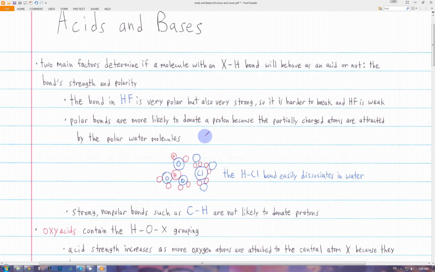So if we have nonpolar bonds, such as the CH bonds in acetic acid, then those are not likely to donate protons, because the nonpolar bond is less likely to break when dissolved in water. So this is why a lot of those weak acids have a bunch of hydrogens, but they don't act as acids, because they're usually bonded to a carbon.